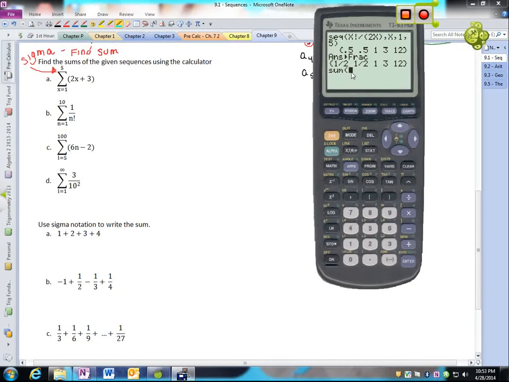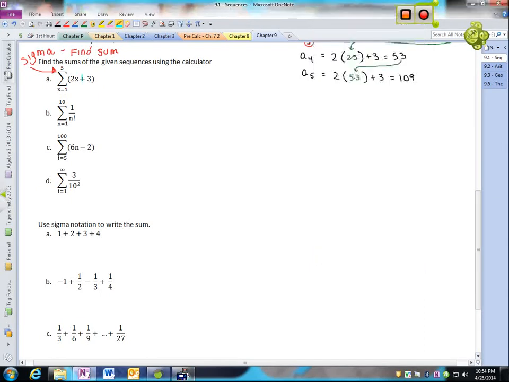So I go back to second stat. This time I'm going to arrow over to ops and go down to number 5 to pick up that word sequence. So now it says the sum of the sequence. Well, what's the sequence? That is this nth term formula here, 2x plus 3.